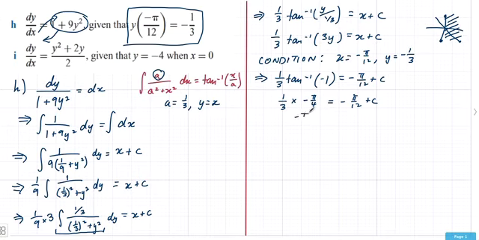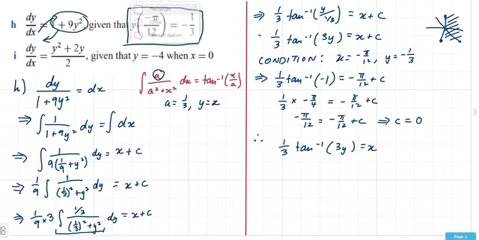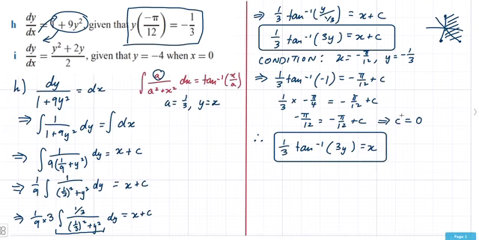And you can see here that we now get negative pi on 12 on the left side, which implies that c is 0. So therefore, we have our particular solution, which is going to be given by a third inverse tan, 3y equals x. Now I'm using that because that is that equation there, now written with c equal to 0. And because you really should be giving this in terms of y, I would rearrange this.